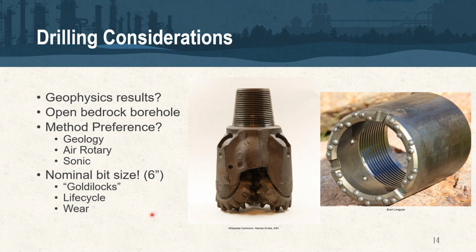And the last thing we're going to talk about, regardless of who you're using to install these wells, please be very careful about the bit that's being used. We don't want heavily worn bits. We need a nominal 6-inch size. That's the ideal diameter for a borehole or well for us to get geophysical tooling and thus an injection system down. So think of a 6-inch nominal size as Goldilocks.